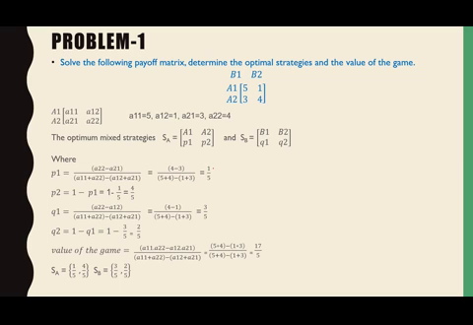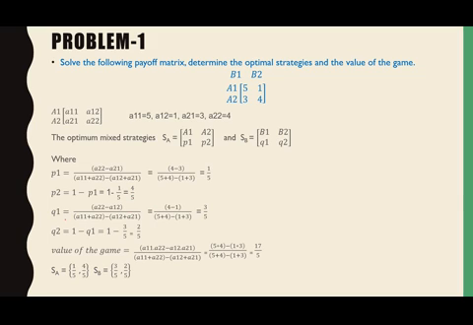4 minus 3 is 1. 5 plus 4 is 9. 9 minus 1 plus 3 is 4. 9 minus 4, 5. So I get 1 by 5. So P1 is 1 by 5. So what will be P2? P2 is 1 minus P1. 1 minus 1 by 5, which is 4 by 5. Okay. So we have now computed the optimal strategies for player A with probabilities 1 by 5 and 4 by 5.